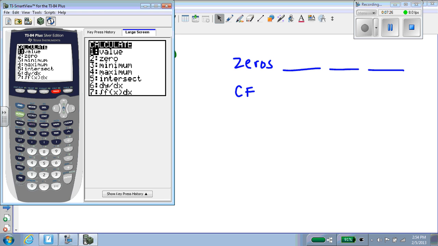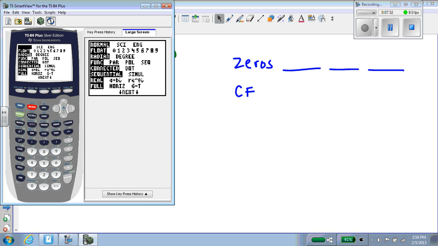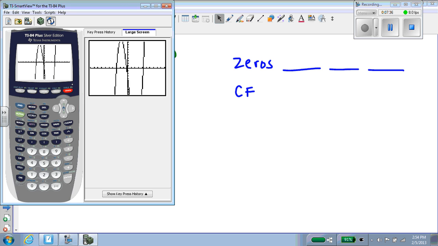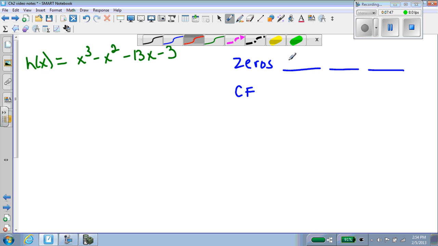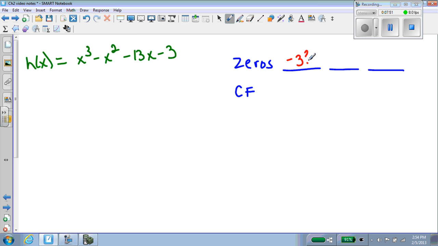To actually calculate a 0, but I'm going to take a chance. On negative 3. So I'm going to minimize this. I'm going to take a chance on negative 3. So questionably, negative 3 as a 0. So I'm going to test that with synthetic division.